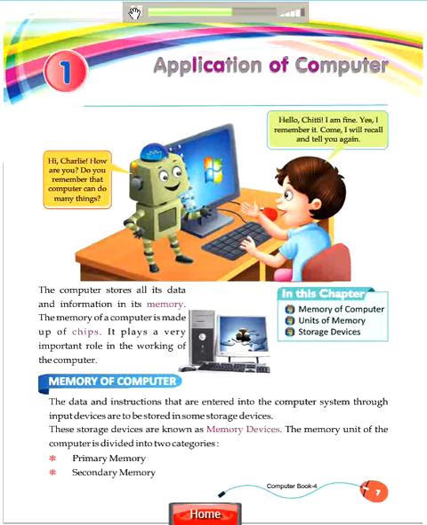Memory of computer. The data and instructions that are entered into the computer system through input devices are to be stored in some storage devices. These storage devices are known as memory devices. The memory unit of the computer is divided into two categories: primary memory, secondary memory.